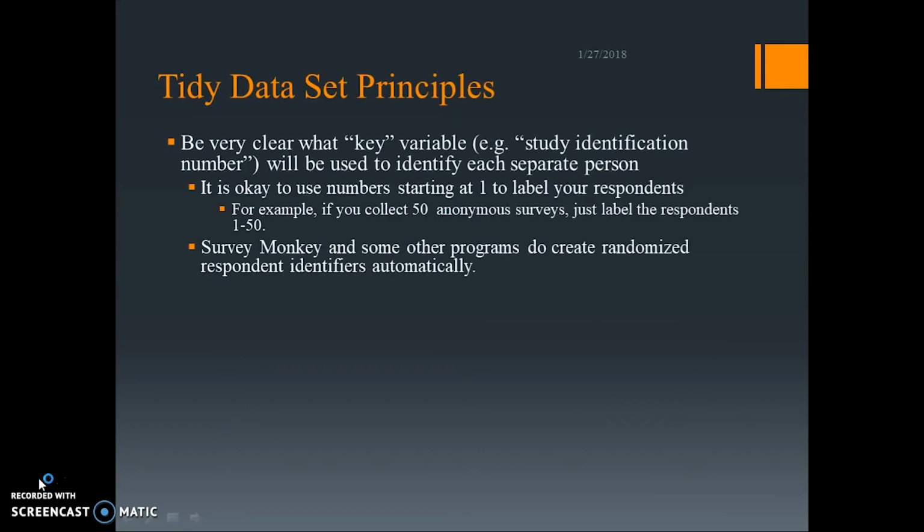Be very clear what key variable or study ID number will be used to identify each separate person. So this is just that first column that you're going to insert and put study ID or respondent ID. It's not that complicated, guys. If you have 50 paper surveys, you can just label them 1 through 50 as you're entering them into the data set. Now, SurveyMonkey and some other programs do create randomized respondent identifiers automatically. So if you're downloading from there, you will not need to create a key variable.